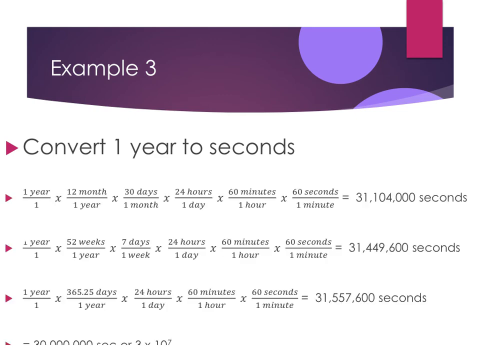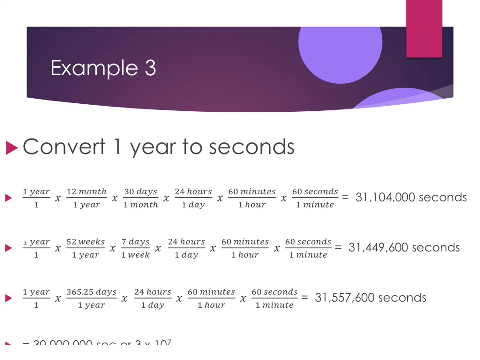So there were lots of choices of conversion factors you could have gone with. You could have gone through months, weeks, days, whatever you chose to go to first. You end up with about 30,000 seconds. No, not 30,000, 30 million seconds. It's a lot of seconds.